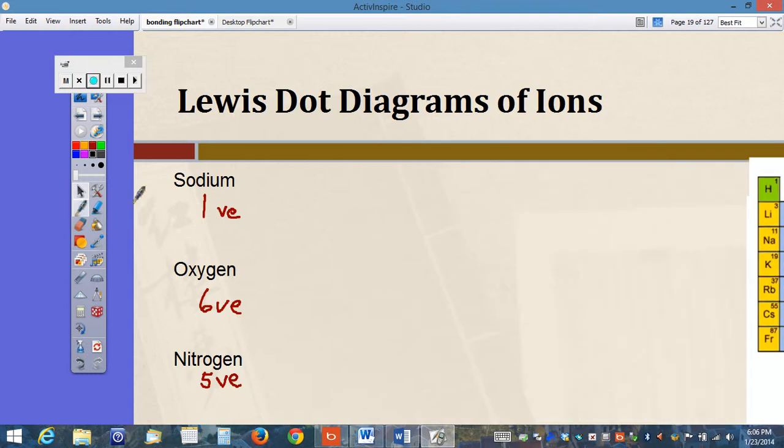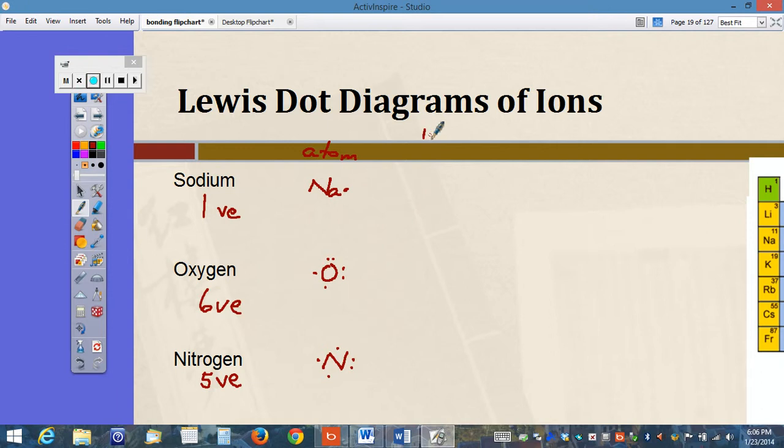Now sodium, as an atom, will have 1 valence electron. Oxygen as an atom would have had 6. We're going to put the first 2 together, then the third, the fourth, the fifth, and then the 6th electron. And nitrogen has 5. You put the first 2 together, then the third, fourth, and fifth. This is what the atom looks like.